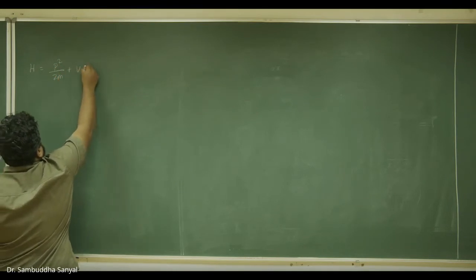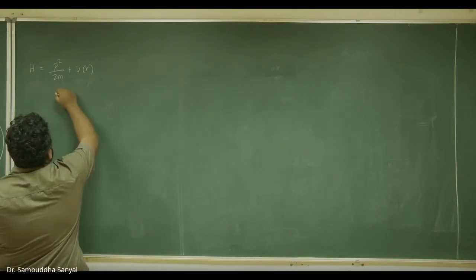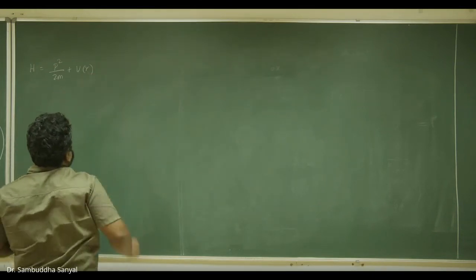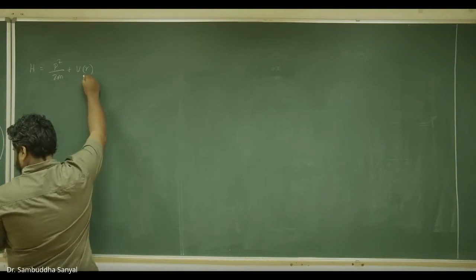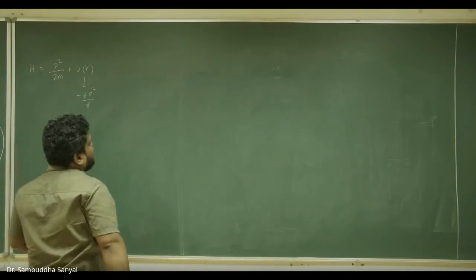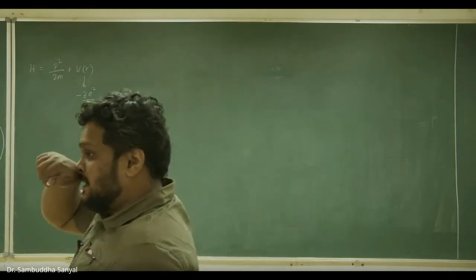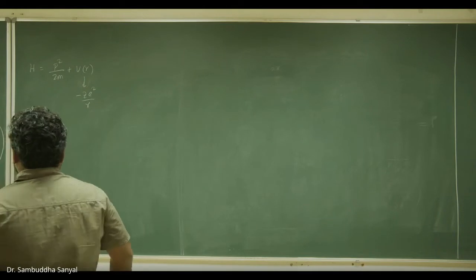So I will talk about the central force potential problem. So this is my central force. I can call it minus Ze squared by r if it is some nucleus with atomic number Z. But for the hydrogen atom, Z is 1.